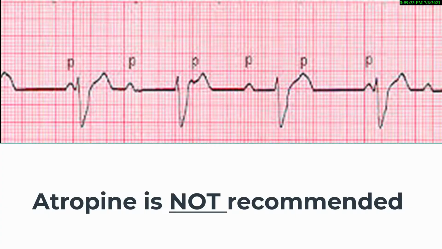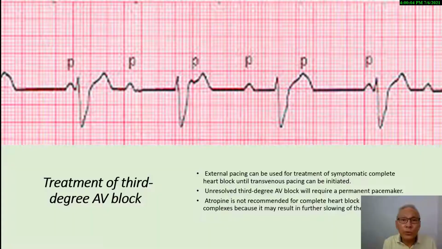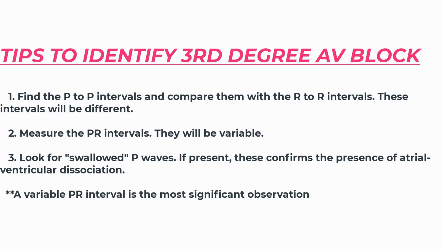Similar to second-degree AV block, atropine is not going to be recommended for complete heart block, particularly if there's a wide QRS complex, because this may result in a further slowing of the ventricular rate. Third-degree AV block is an emergency, and you must learn how to recognize this particular rhythm. There are several tips that can be used to identify complete heart block.